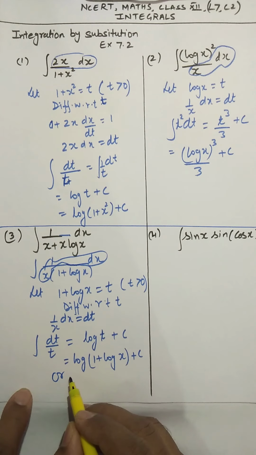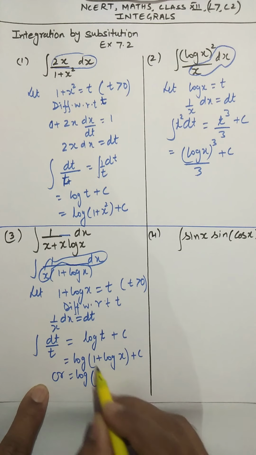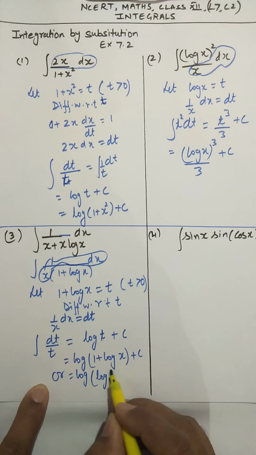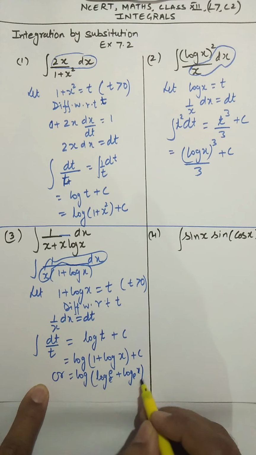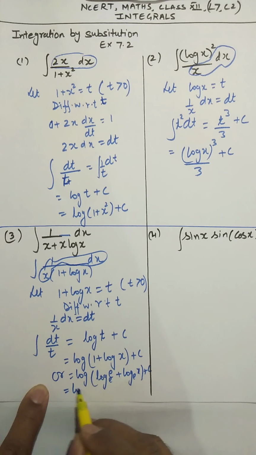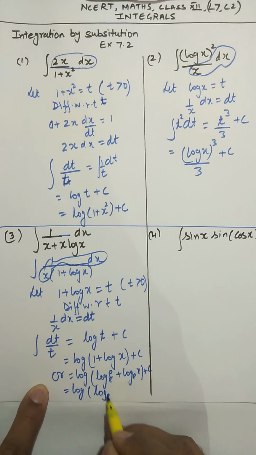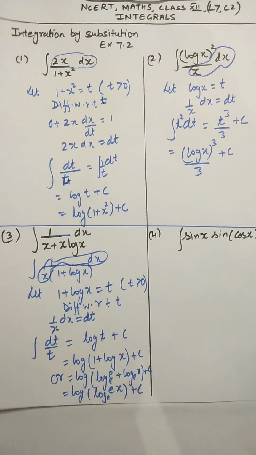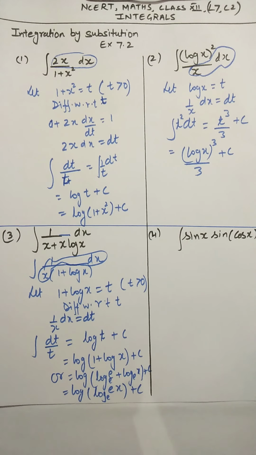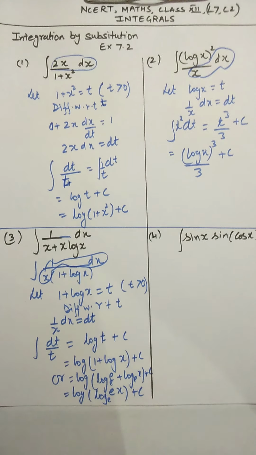Or some of you may write this answer as log. One can be written as log e into e, this base e is, and this is log e x, this is plus c. So you can write that also, log bracket log, this is base e and this is ex plus c. So this is how you can write that also. This is not mandatory to write in this form, but you can use this way also.